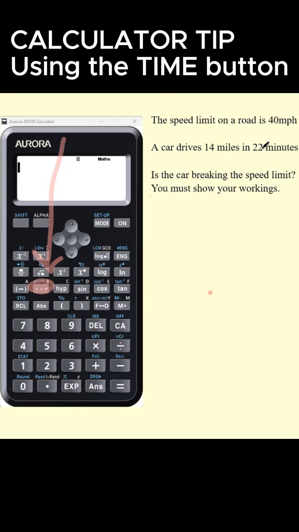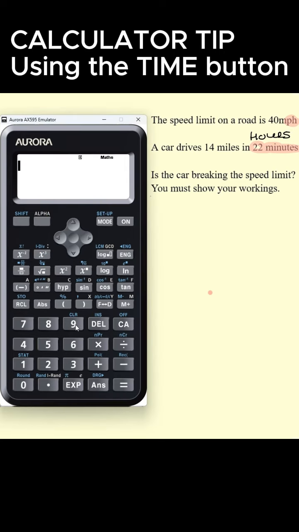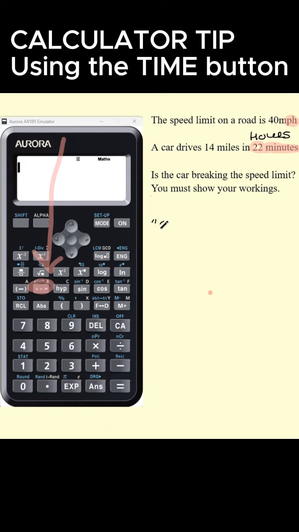So in this question where we're using 22 minutes in a miles per hour question, you'd have to convert the minutes into hours, and we can do that using the time button. So when we're thinking of putting that into our calculator, we need to think of it in terms of how many hours and how many minutes. So 22 minutes is 0 hours and 22 minutes. And that's how we put it into our calculator.